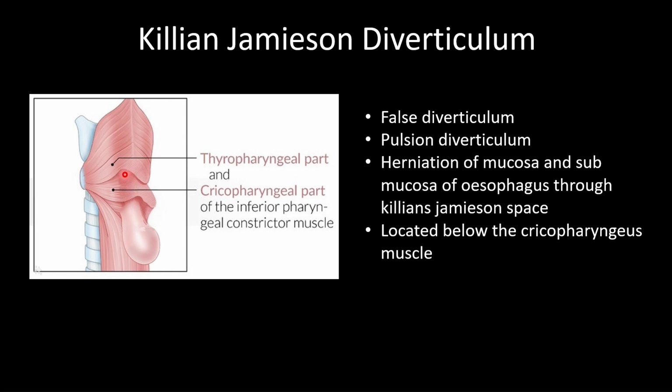In this diagram, if you remember, a Zenker's diverticulum was present over here between thyropharyngeus and cricopharyngeus, whereas Killian-Jamieson is present beneath the cricopharyngeus muscle. High intraluminal pressure due to functional esophageal obstruction may be the cause of herniation through this potentially weakened site.